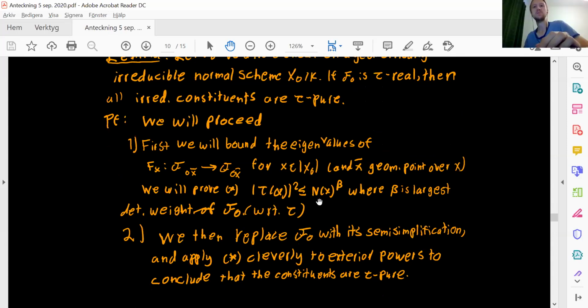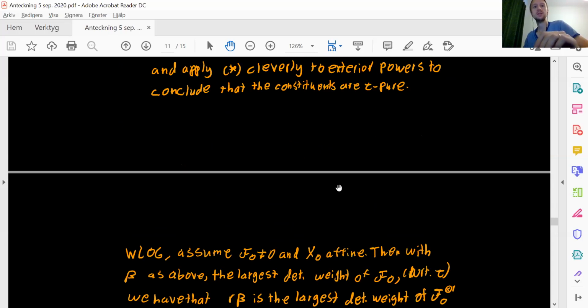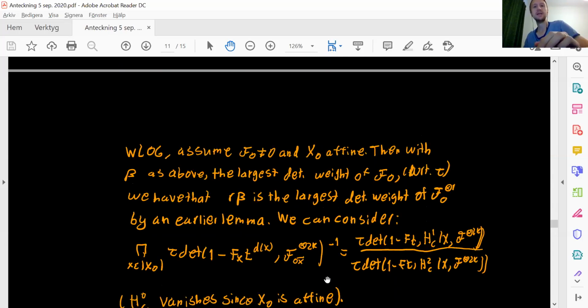We want to bound the eigenvalues with this determinant weight. And we do this by taking the 2kth tensor power of the sheaf F, then we form this L function, and we then use the Grothendieck-Lefschetz trace formula to conclude that it's precisely a quotient of these two different functions: the determinant of 1 minus Ft acting on the first compactly supported cohomology, and the same but acting on the second compactly supported cohomology.